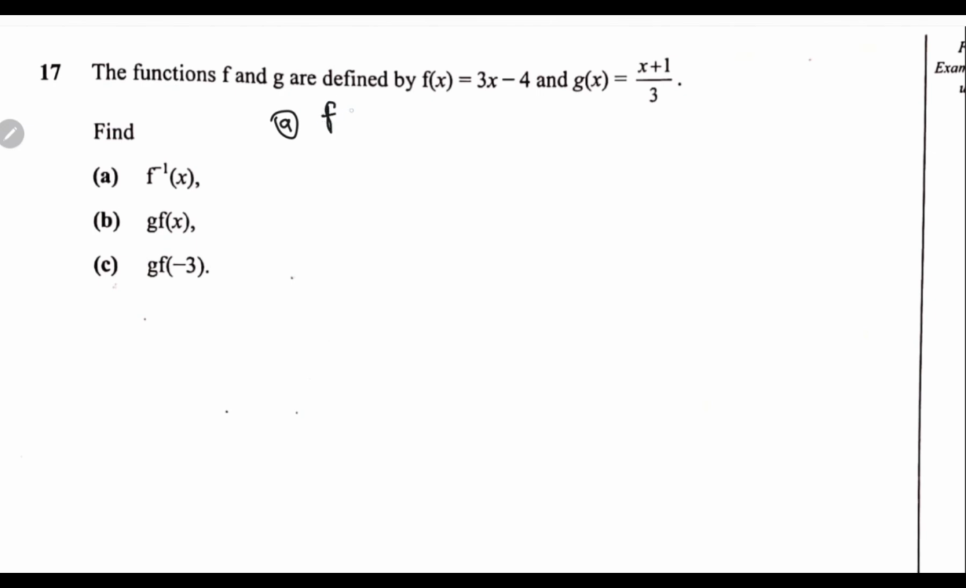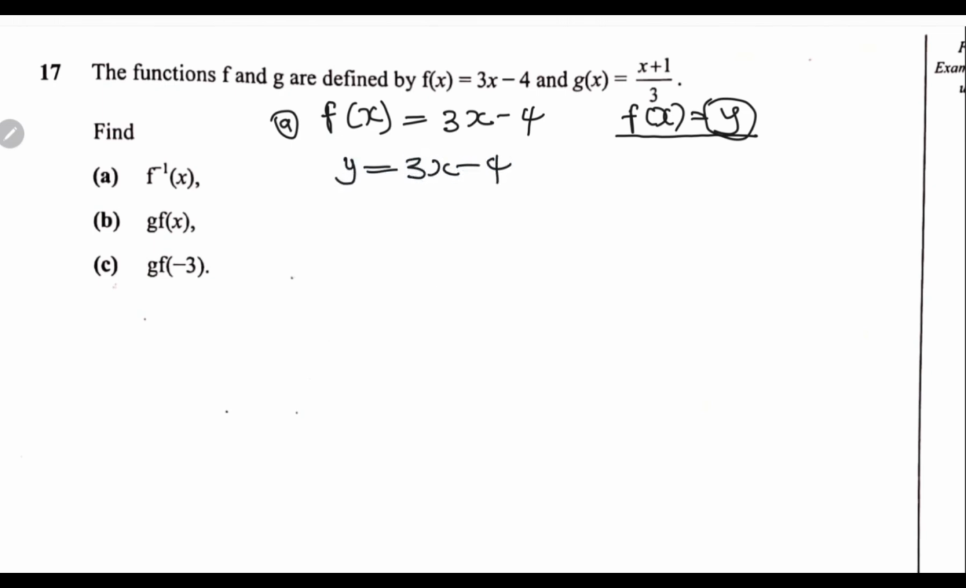So we are going to say f of x is equal to 3x minus 4. So substitute f of x equals y. So what we simply mean is where there is f of x, remove the f of x and replace it with y. Then after doing that, simply make x the subject of the formula. So this is our f of x. This is going to be y equals 3x minus 4.